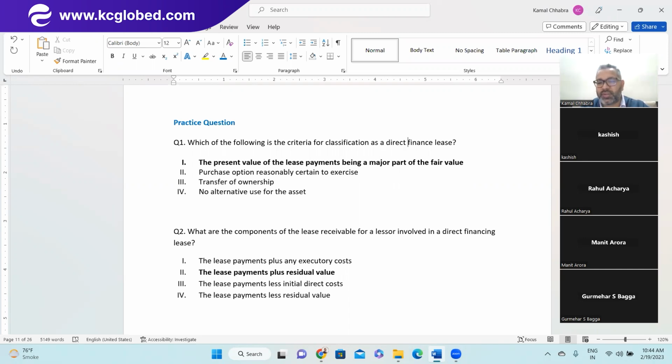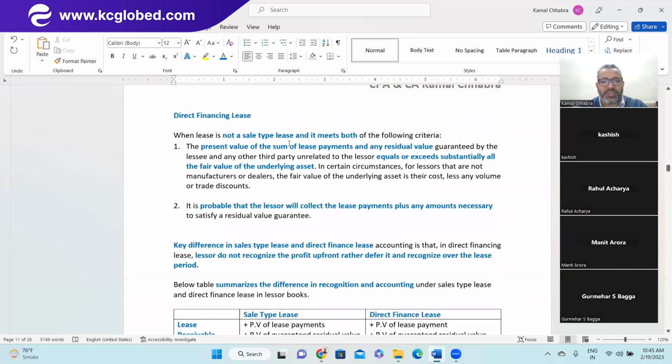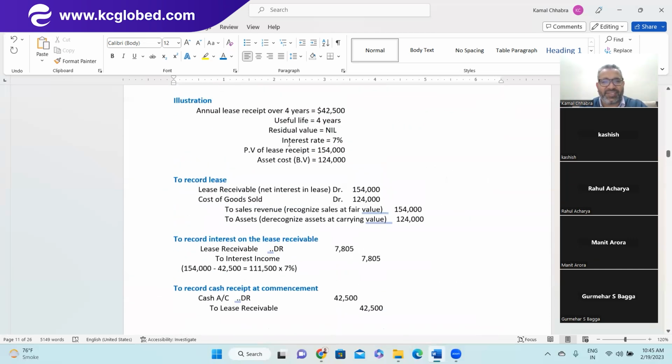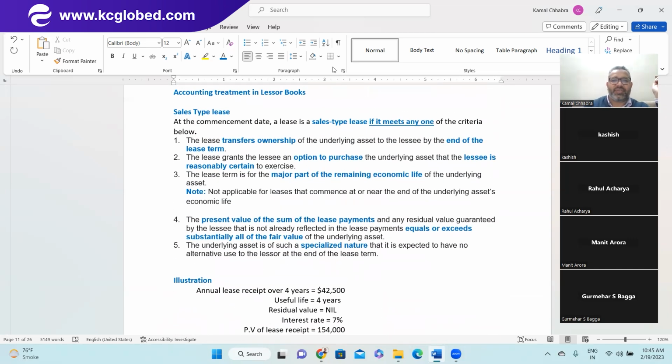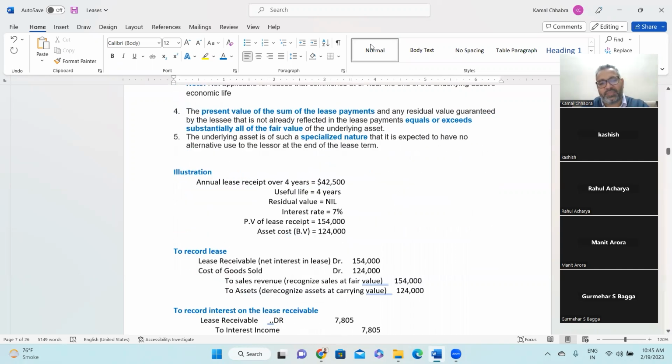Okay, Gurmeher, Kashish, what's your thought? Do you want me to take you back to the notes? One second. Do you want to take a look at this? Yes sir, so the second, third and fourth options are the criteria of a sales type lease. Got it?